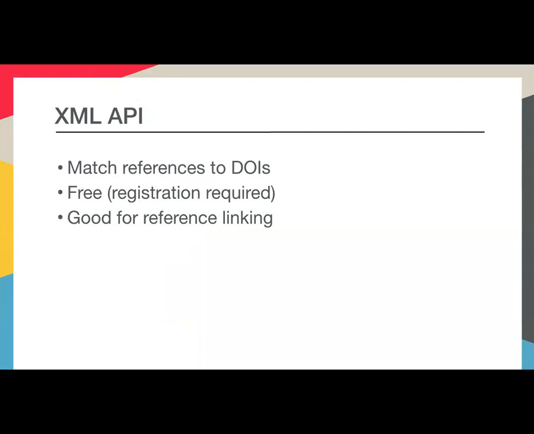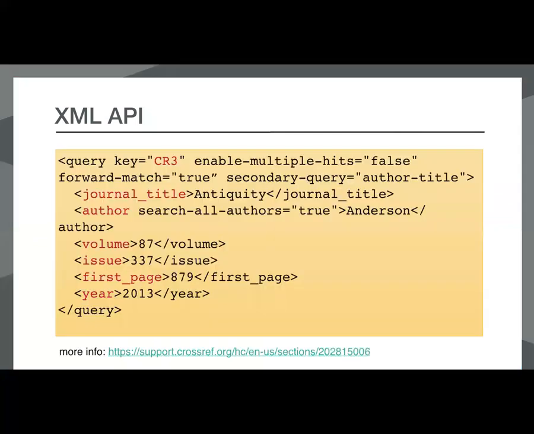We also have our XML API. This has been kind of the core of our query services for many years. It's used by many publisher systems to match references to DOIs for our members to use to meet their reference linking obligation. It is also free. Registration is required. As I said, it's good for reference linking.